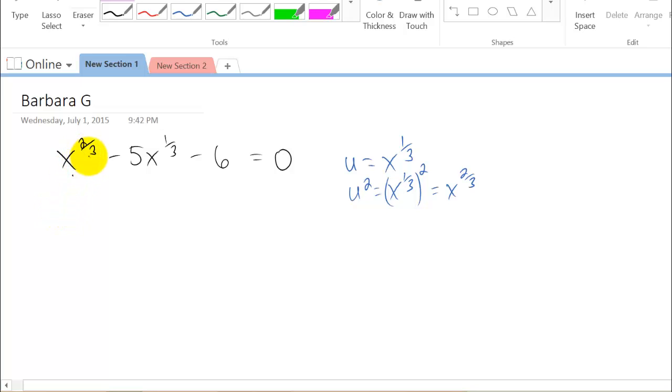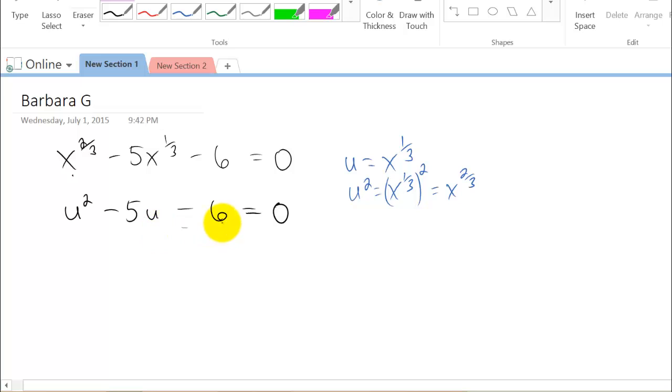Here, this first term, x to the 2/3, is just going to be u squared. The 5 is just going to stay there, but the x to the 1/3 is now going to be just u. The 6 stays, the 0 stays. Now this problem is suddenly a lot more manageable, and it looks a lot like a problem that you can do. It's just a quadratic. And the whole point of the substitution was to make it look that way.